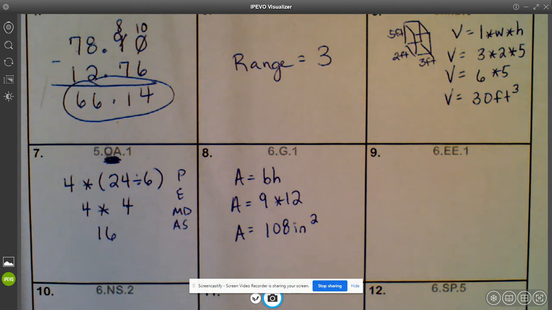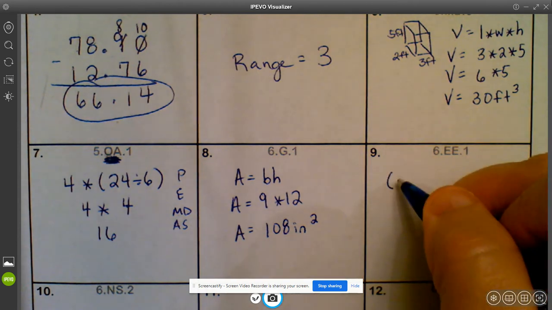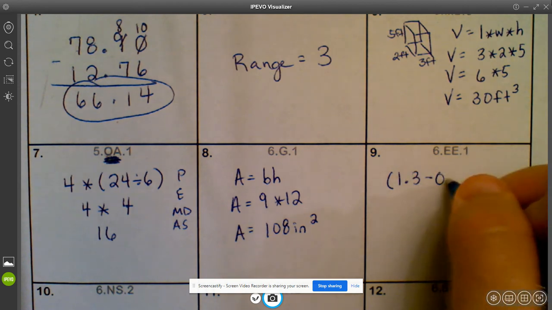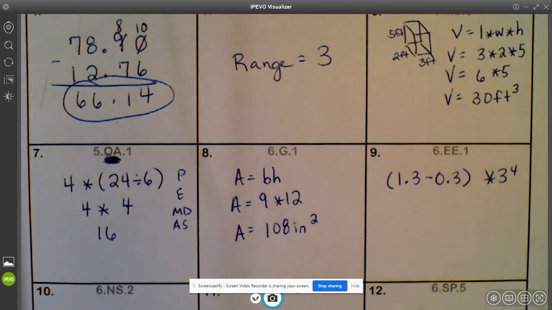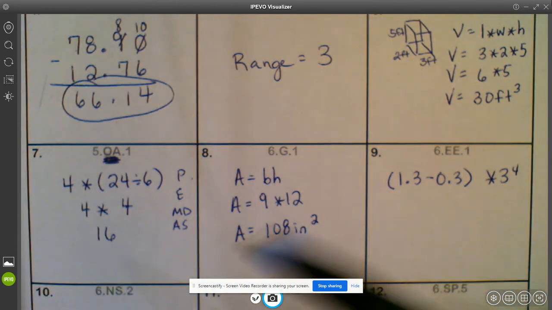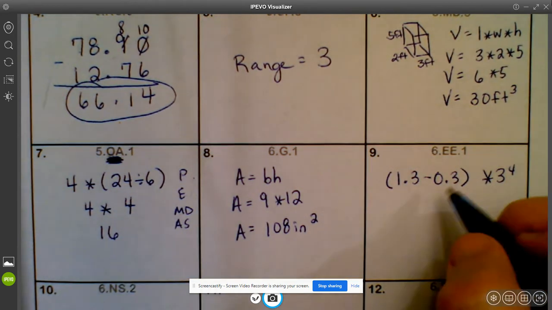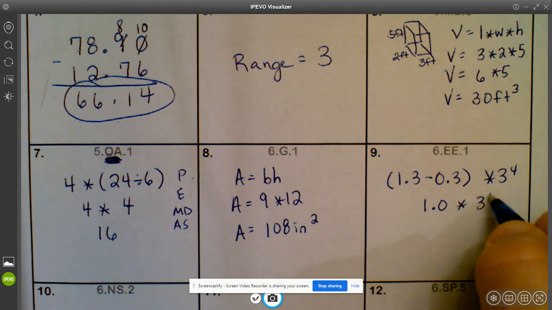Okay, number 9, you are evaluating an expression. This is a 6th grade standard because we do have decimals and exponents. So 1.3, or 1 3/10, minus 3/10 times 3 to the 4th. So again, we're going to use our please excuse my dear Aunt Sally. We're going to do our parentheses first. So 1.3 minus 0.3 would just leave us with 1. Times that by 3 to the 4th.